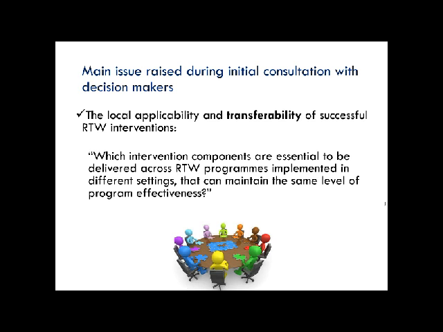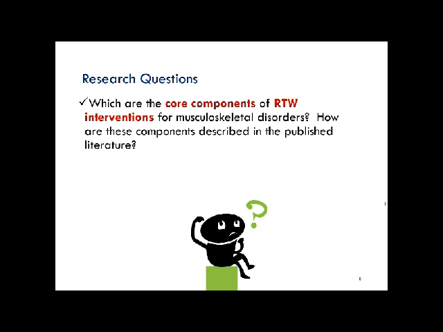emphasized. The main question of interest to all of them was which intervention components are essential to be delivered across return to work programs implemented in different settings that can maintain the same level of program effectiveness as the original. And putting this question in a format of a research question, our question was, which are the core components of return to work interventions for musculoskeletal disorders, and how are these components described in the published literature?